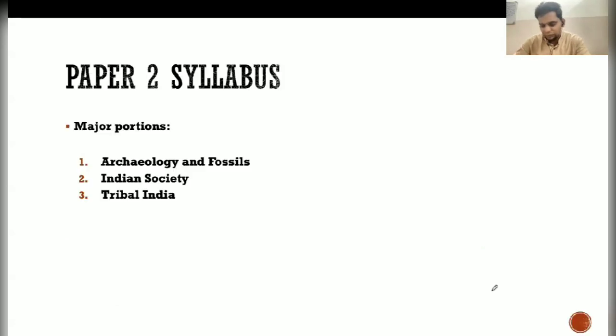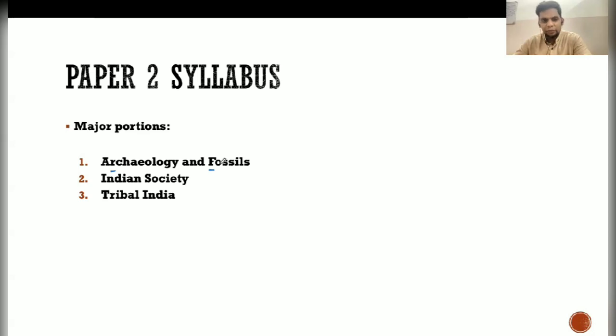Generally, I start with this, right? 3 different topics here in our paper 2. So there you go. See, archaeology, fossils, right? So this is your chapter number 1.1, 1.2, 1.3. It requires a slightly different approach. You also have your Indian society and tribal India.